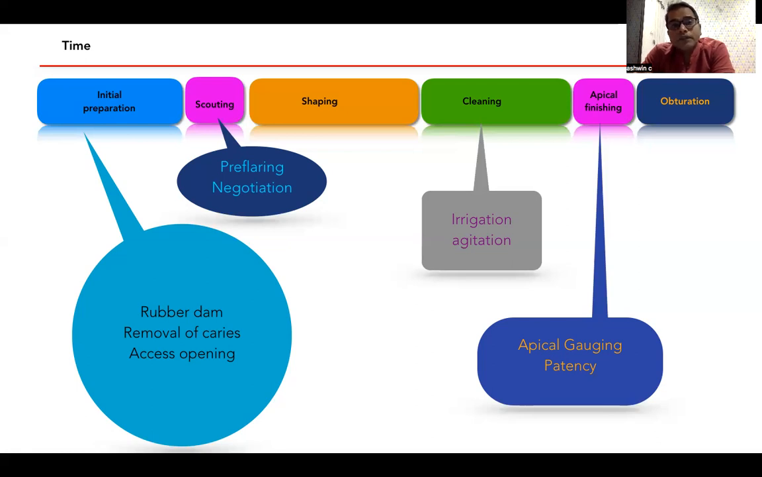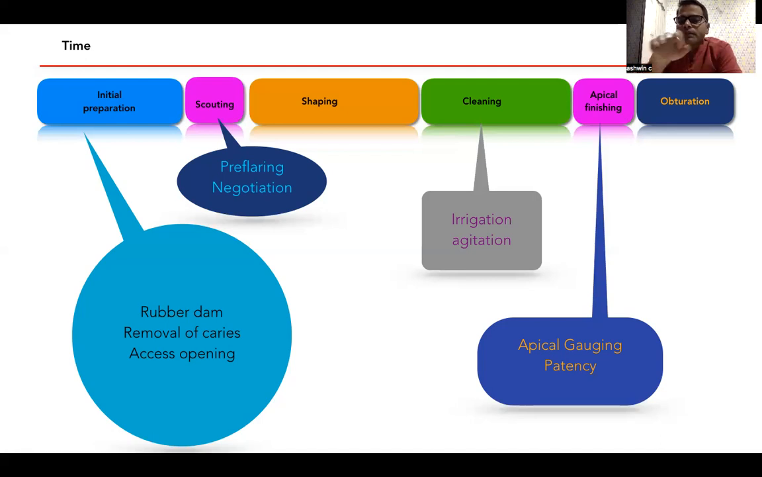Then comes the apical finishing. The question arises, when should I say my preparation is over and my tooth is ready to get obturated? So that is what is called the apical finishing. Now, there are certain criteria to know about the apical finishing, and those criteria are known as apical gauging and patency. And then comes the obturation.